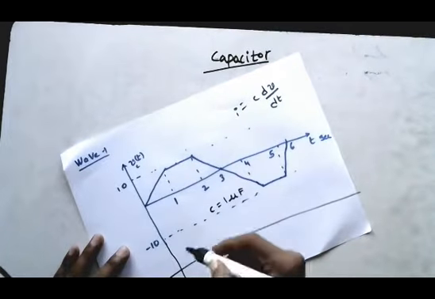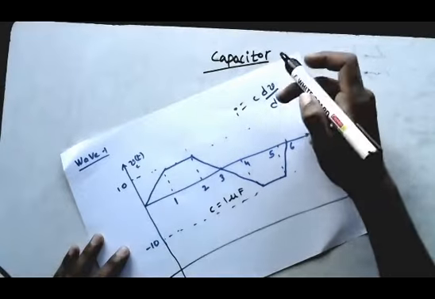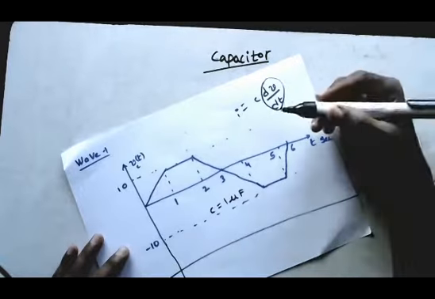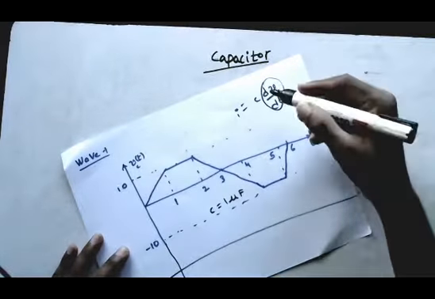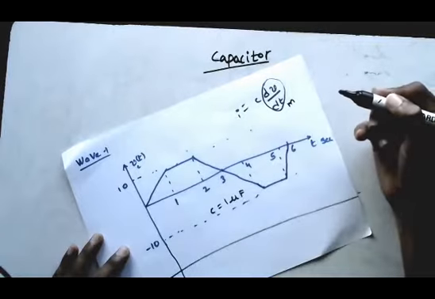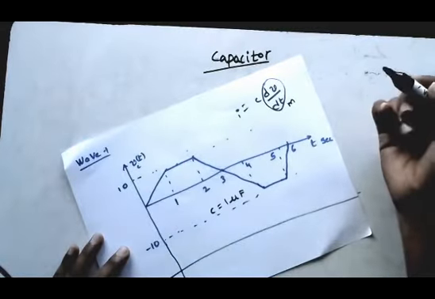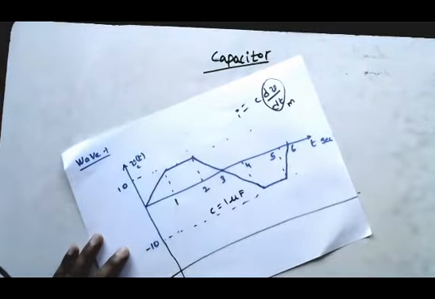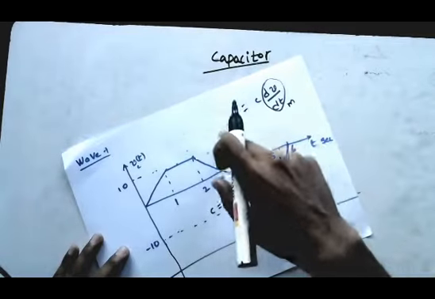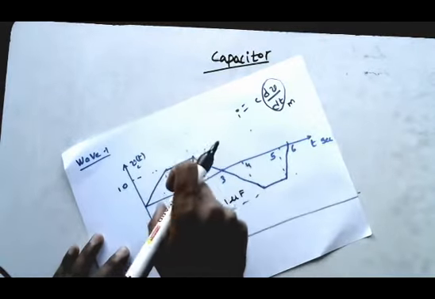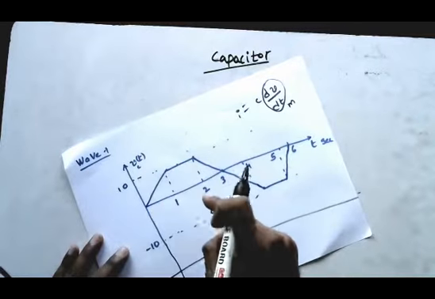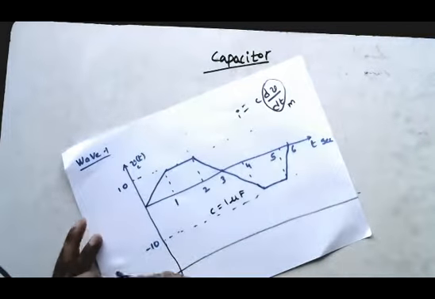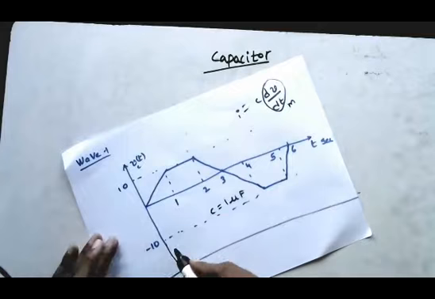Whenever a straight line is differentiated with time, we will get only the slope. If a second order polynomial is differentiated, we will get a tangent. So what is the slope of this, and multiply with C, you will get the current. The current changes between 0 and 1, so it is directly taken, 10 will come.